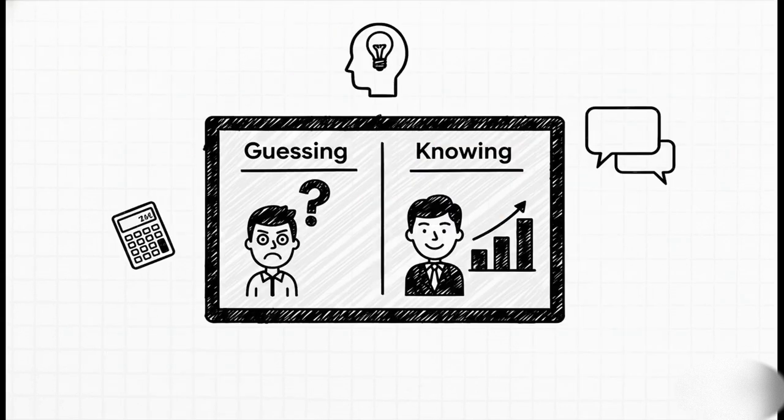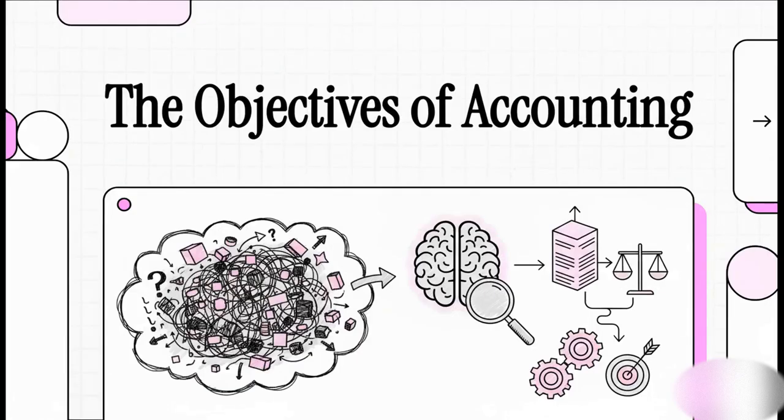The answer is, it has to have a system to keep score, right? A totally reliable way to measure what's going on, understand it, and then talk about its performance. Without that scoreboard, a business is pretty much just flying blind. And that system, that special language of business, is accounting. All right, let's dive into this.